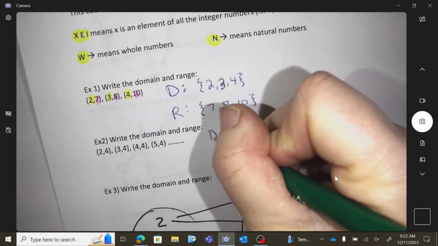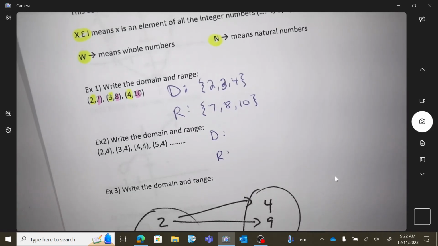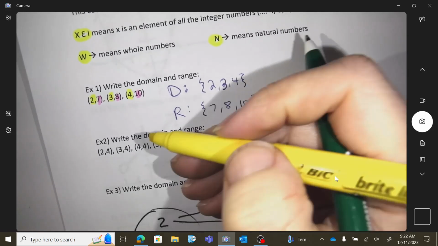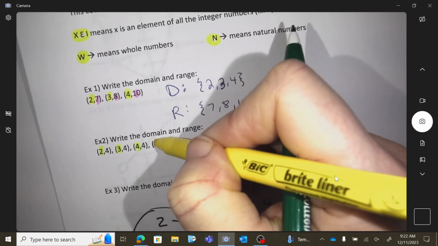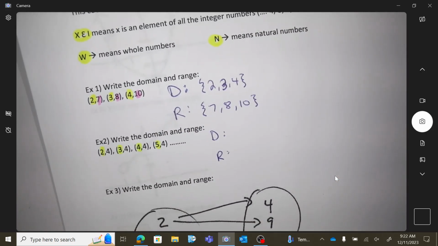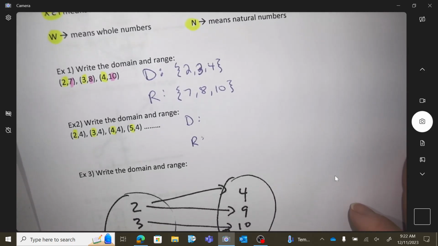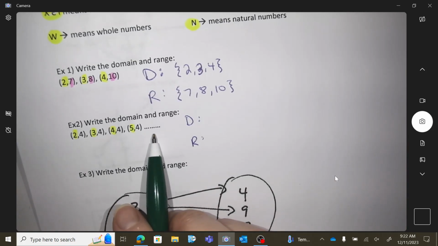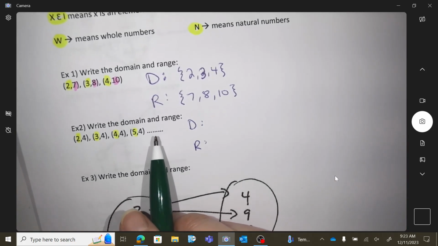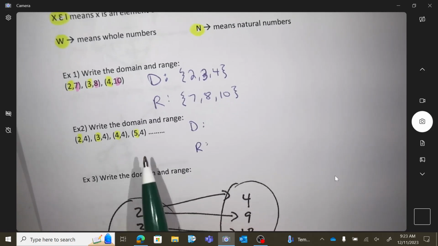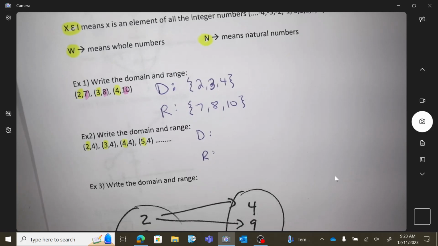Okay, same thing for this. So what is the domain? So what are the x values? I could go 2, 3, 4, 5, but this dot, dot, dot means the pattern goes on. So 2, 3, 4, 5, 6, 7, 8, 9. I'm not going to list those all. How could we write that as an inequality? X can be what, if I'm going to go 2, 3, 4, 5, 6, and above, and so on?